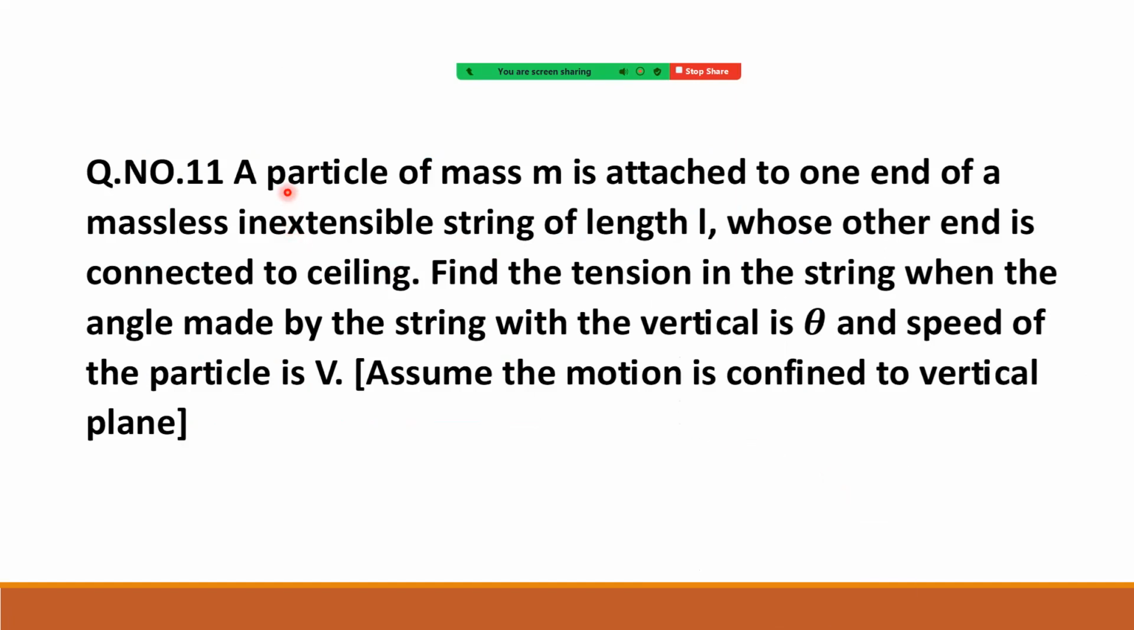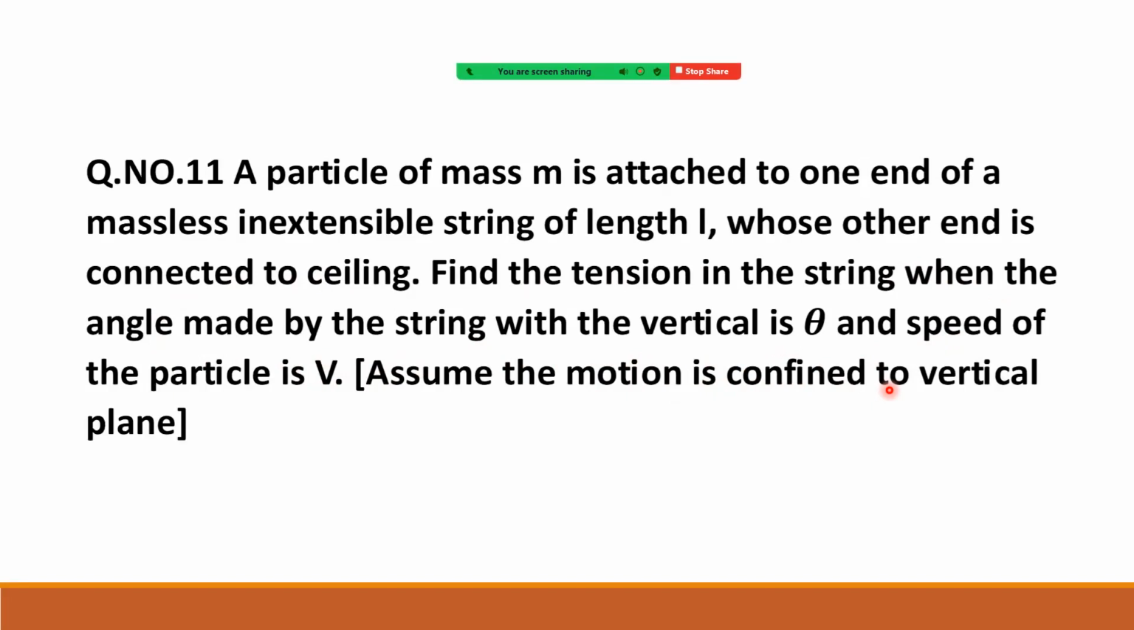See the question given. A particle of mass m is attached to one end of a massless inextensible string of length L, whose other end is connected to the ceiling. Find the tension in the string when the angle made by the string with the vertical is theta and the speed of the particle is v. Assume the motion is confined to a vertical plane.